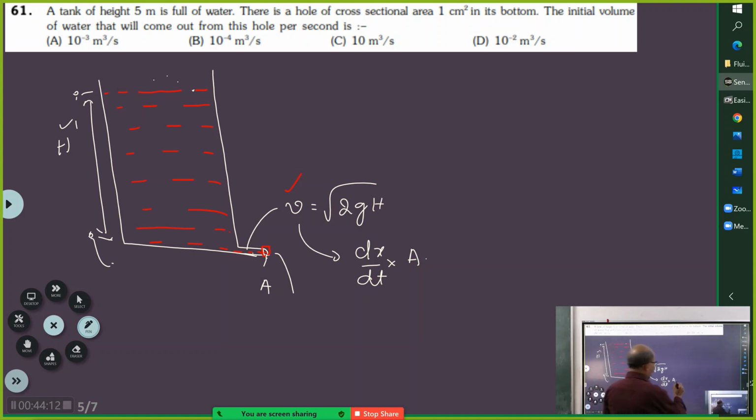So this gives you what? A into dx will give you dV, so this gives you dV by dt. Capital V stands for the volume. Small v stands for the speed. And this is precisely what you have to get. That is what I wanted to tell you, how this gets transferred to this. So if you plug in the values, what is the answer you are getting?